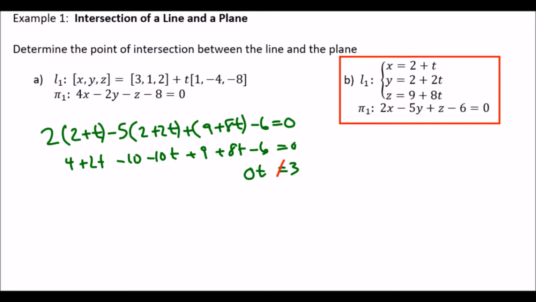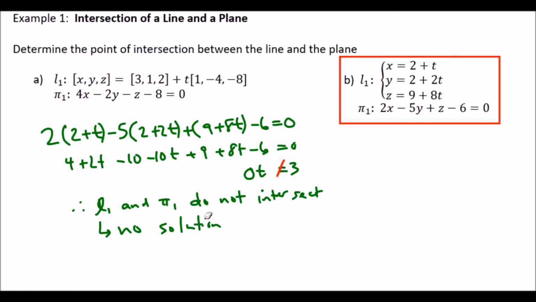What does that mean? Therefore, line 1 and plane 1 do not intersect. So that means there is no solution.